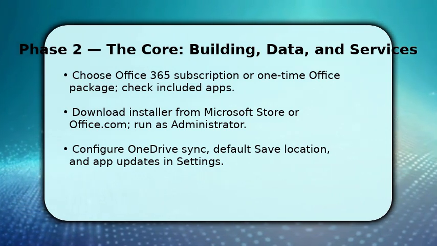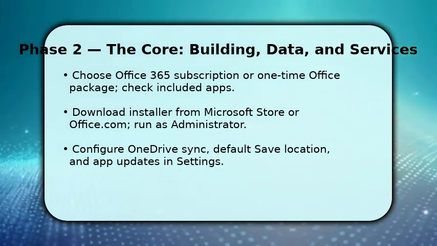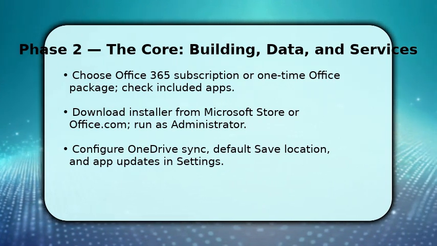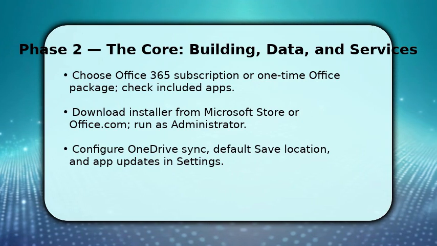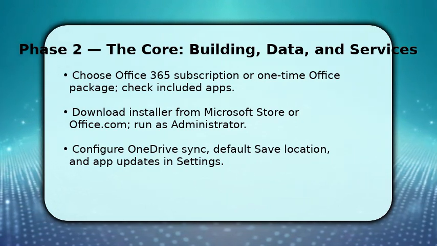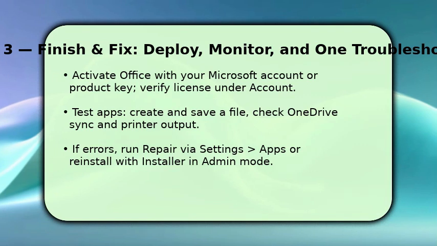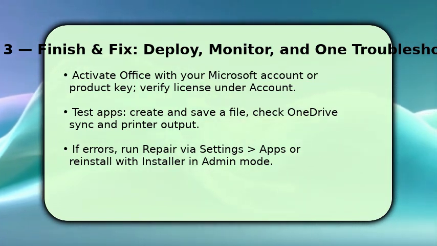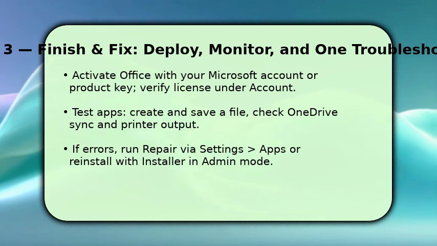After install, launch Word or Excel, sign in, and choose OneDrive as your default save location to enable file syncing. Make sure automatic updates are enabled so you get security and features. Finish by activating Office using your Microsoft account or entering the product key. You'll see license status under Account in any Office app.